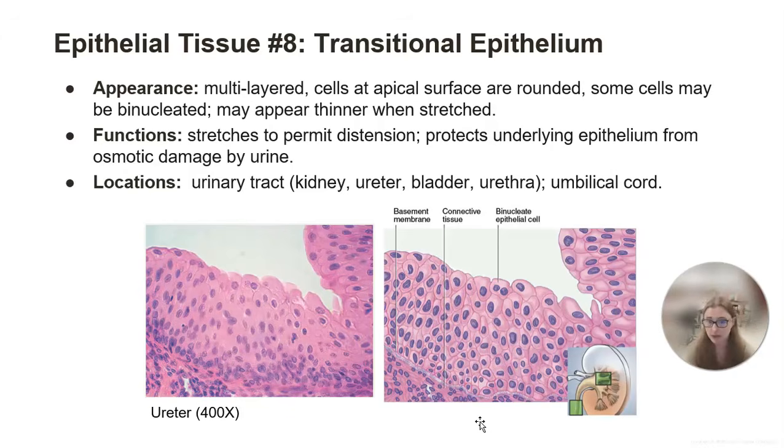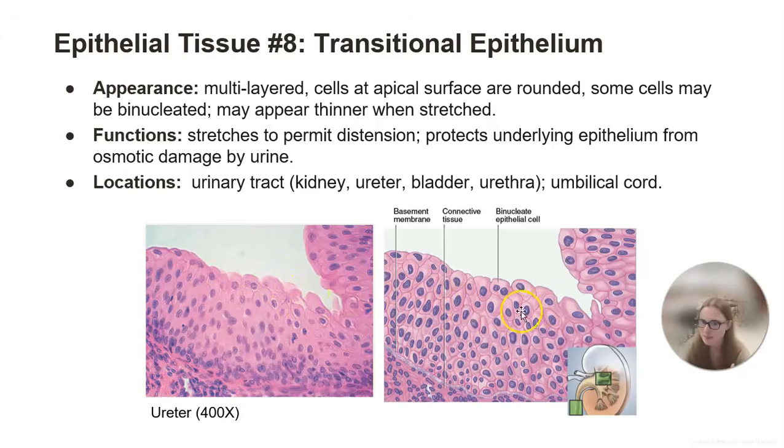Transitional epithelium is multi-layered. The cells at the apical surface, so that surface that is touching the lumen, you'll notice tend to get this kind of umbrella-shaped appearance to them. We sometimes even refer to these as umbrella cells because they look like umbrellas in that they're kind of rounded at the top. If you have an umbrella, open it up, it's got that nice rounded apical surface.